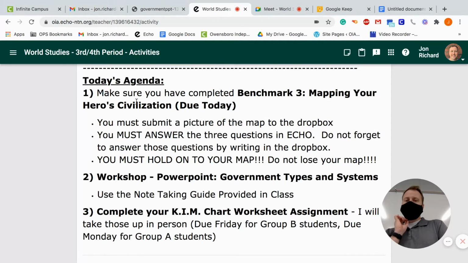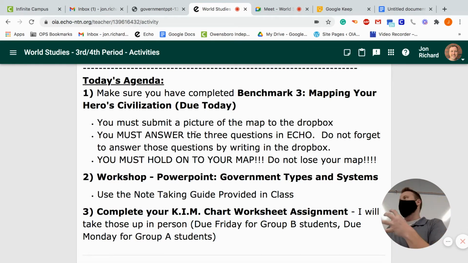Number 1, make sure you have completed Benchmark 3, the Mapping Your Hero Civilization. It's due today. We started that on Friday. If you're in here, I said that I'd give you time today to color your map. You all should have worked on that at home. But that's due today. To submit it, you take a picture of the map and put it in the Dropbox. And then you have to answer the 3 questions in Echo. At the bottom of the assignment, there are 3 questions. Make sure you answer those.